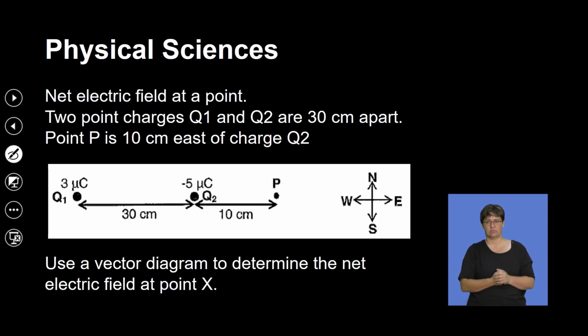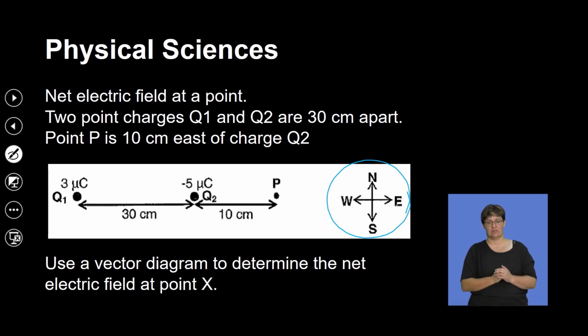Okay, let's change gears and look at something different: the net electric field at a point due to 2 point charges, Q1 and Q2, which are 30 centimeters apart. P is a point that is 10 centimeters east of charge Q2. Direction, direction, and direction. The moment we see that, we can no longer use left and right, because it's prescribed for us. These are collinear: Q1, Q2, and point P are collinear. It means they fall on a straight line.